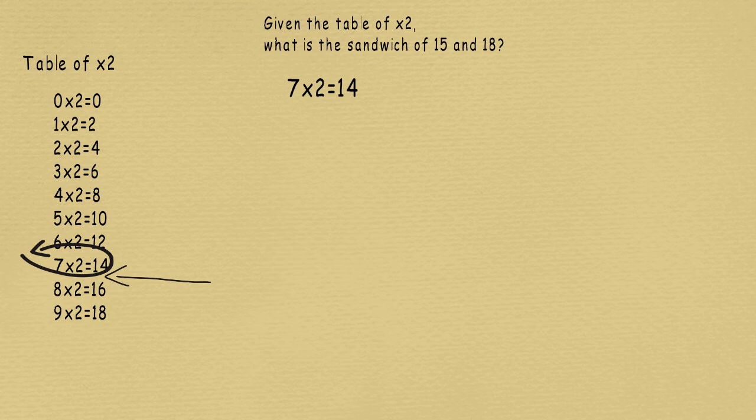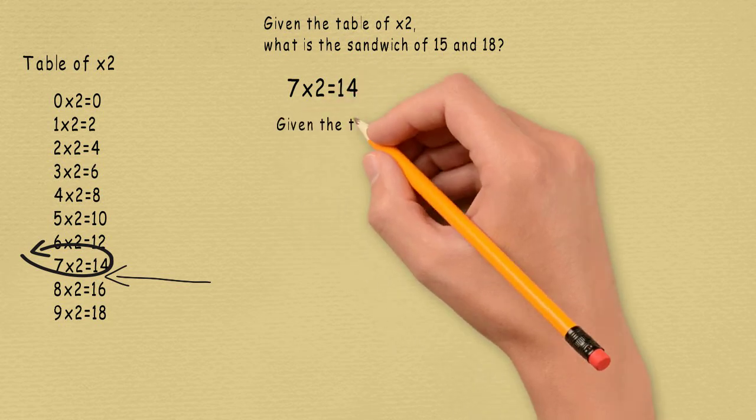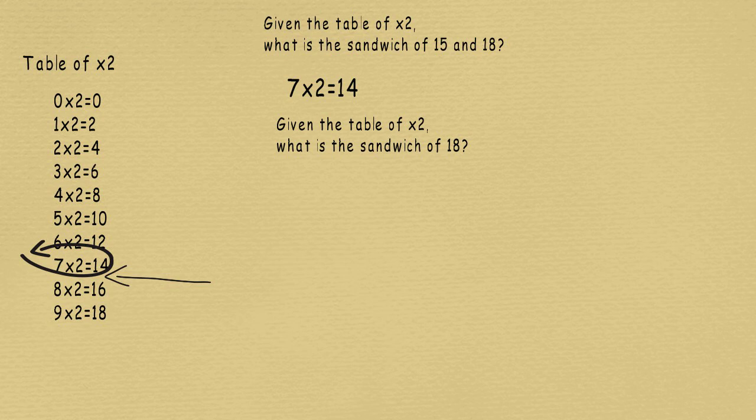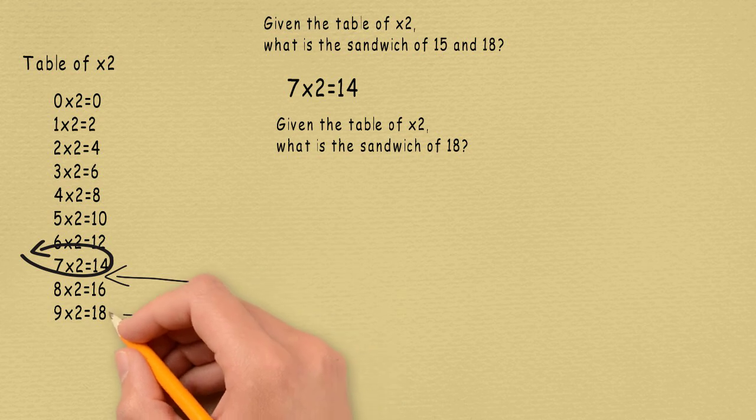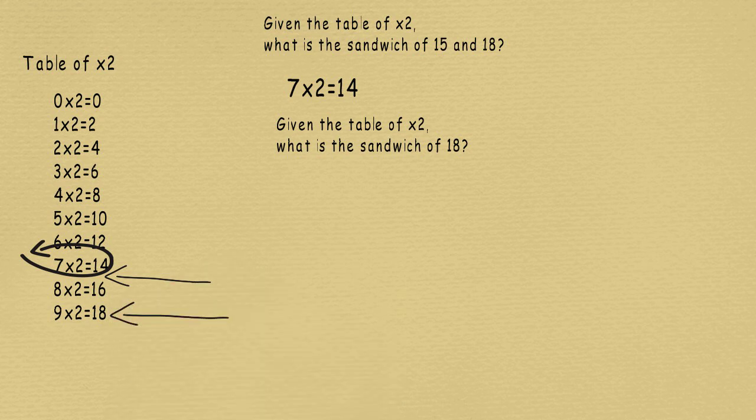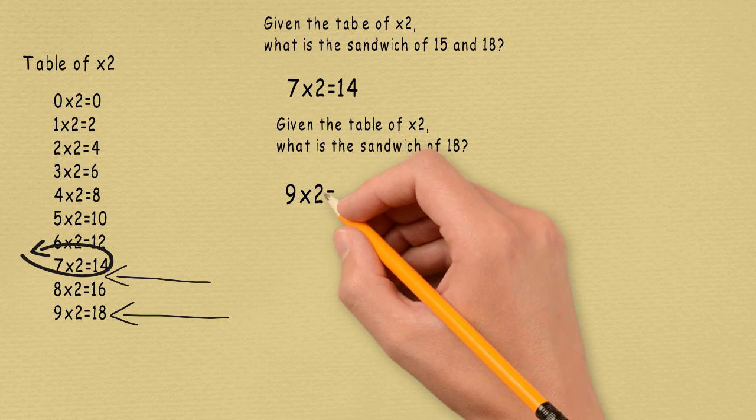Now, let's do one final example. Given the table of times 2, what is the sandwich of number 18? Well, looking at the table of times 2, we see that the number 18 is precisely 2 times 9 equals 18. Therefore, the sandwich of number 18 is 2 times 9 equals 18.